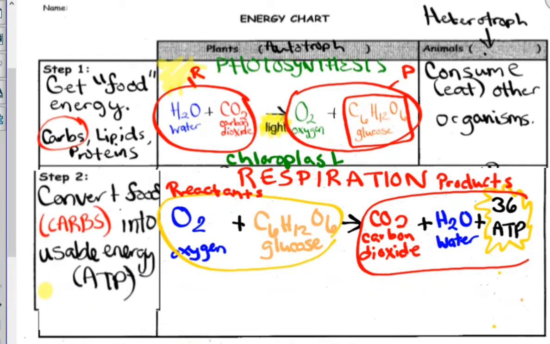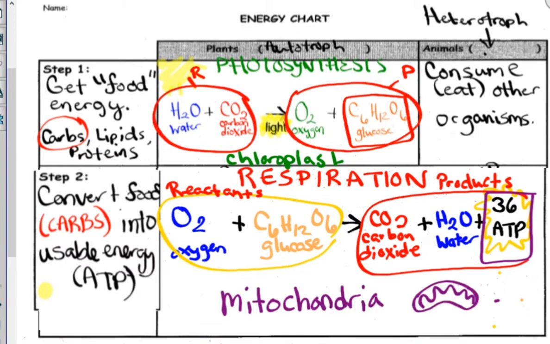Okay, what's your purpose? Your purpose is to make ATP. And then the last thing we need to write is the organelle. This is the most well-known organelle of them all. It's the one you'll remember when you're 35. What is it? Mitochondria. So that is our overall equation.